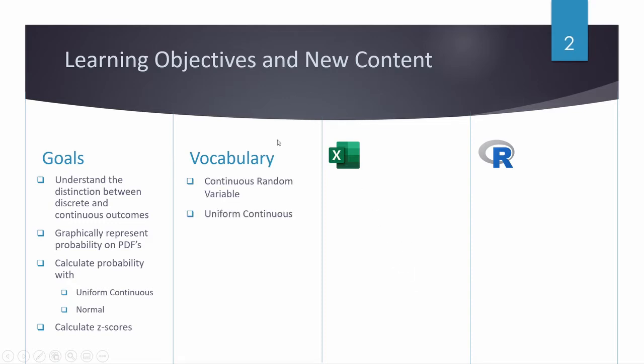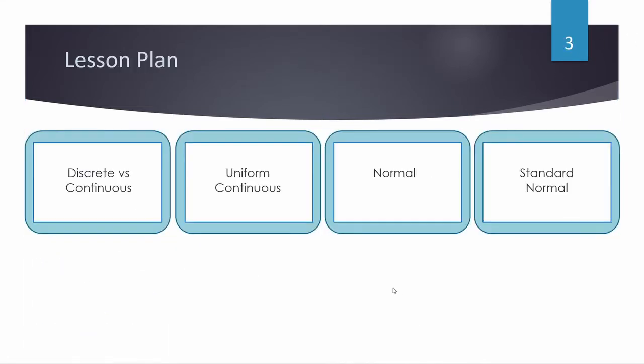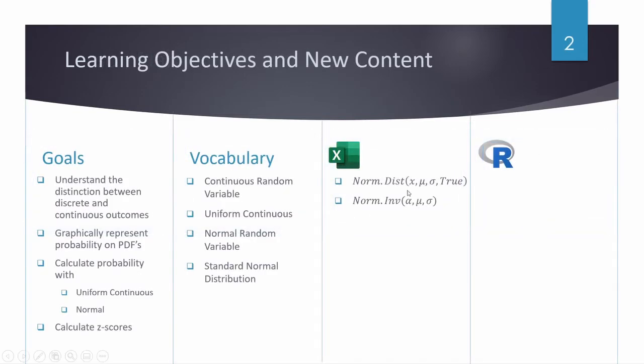In terms of our vocabulary, we're going to go to continuous random variables, uniform continuous, and normal random variables, and then we're going to finally talk about the standard normal distribution. We'll talk about ways of calculating probability and percentiles using Excel by using the norm.dist and norm.inverse functions.